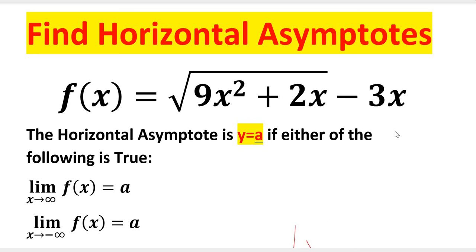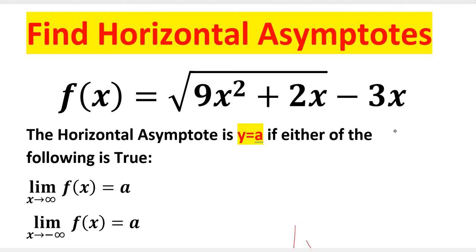Hello everyone. In this video we will learn how to find out the horizontal asymptote of a given function. So here we are given a function which is square root of 9x squared plus 2x, minus 3x, and we need to find out the horizontal asymptote.